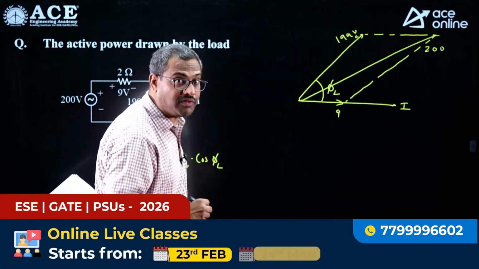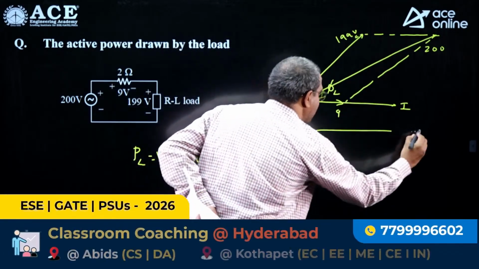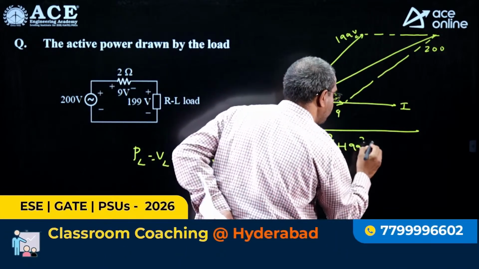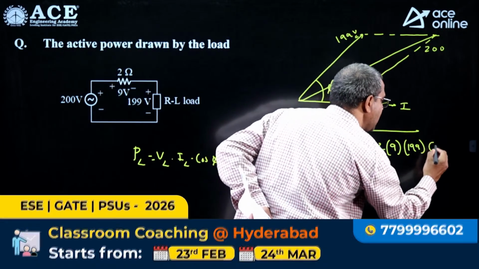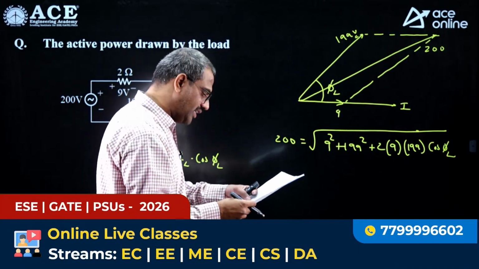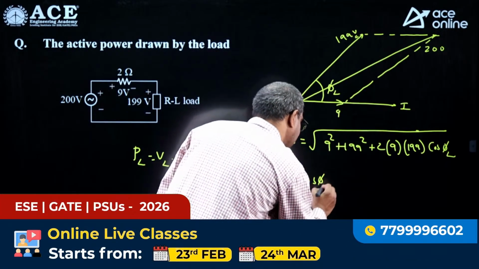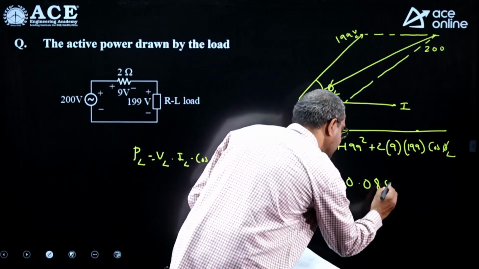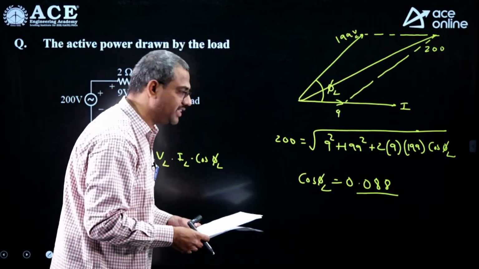So we know the resultant of two vectors. Resultant, that is how much? 200 is equal to root of R1 square, 9 square, plus R2 square, 199 square, plus 2 R1 R2 cos of the angle between them, which itself is the load power factor. If you calculate, you will get this cos phi L. As per the data, it is showing very low. 0.088 is the value I got. It may not be so accurate, but it is based on the data given by a lot of students.